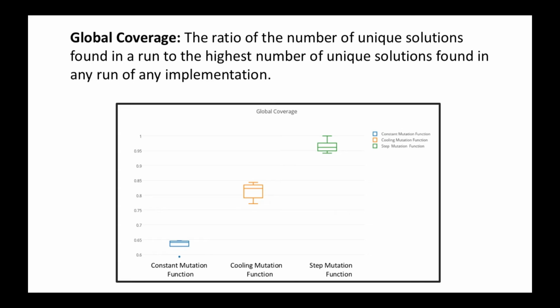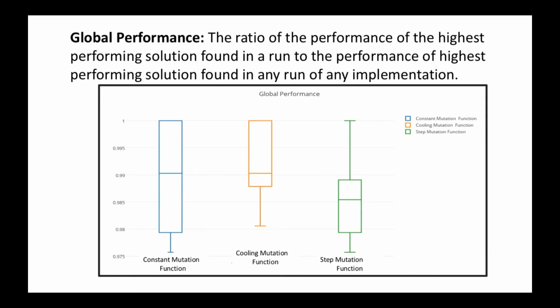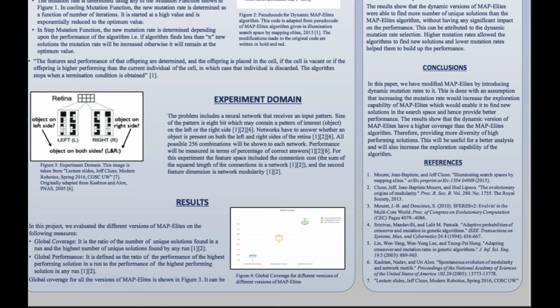Another parameter used to compare the three versions of MapElites is global performance, which is defined as the ratio of the performance of the solution in a run to the performance of the highest performing solution in any run. It can be seen that in terms of performance, all the versions did equally well. With the results, it can be concluded that having dynamic mutation rates increases the ability of MapElites to find a higher diversity of solutions without degrading the performance. Thank you.